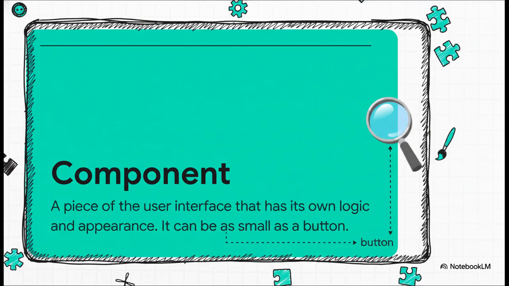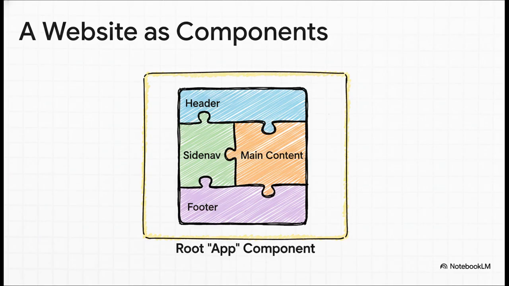Okay, so at its core, a component is basically a self-contained piece of your user interface. Think of it as a little bundle that has its own logic and its own appearance. And it can be tiny, like a single button, or it could be huge, like an entire page. To make this really concrete, just think about any standard website you've ever seen. We can pretty much always break it down, right? You've got a header, a side nav, the main content area, and a footer. Well, in React, each one of those is a component. And they all live inside one single root component, which we usually just call the app component.